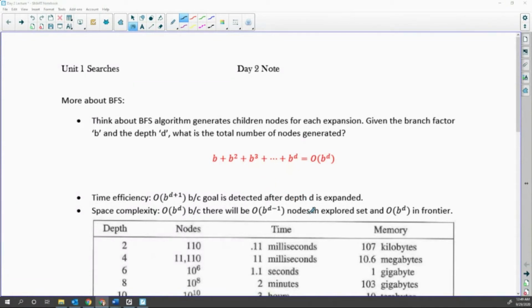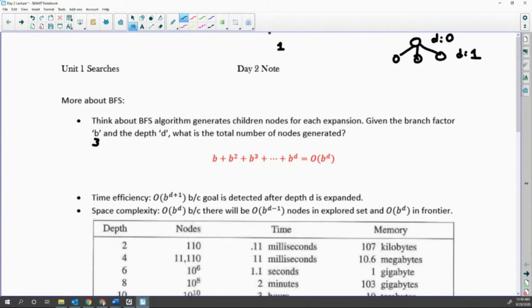Let's go back to our lab 1 and think more about BFS, breadth first search. When I have a root, there's a root node. Then if I have branch factor b, if b is 3, each time I'm going to have 3 children or 3 neighbors. So if I have depth 0, I'm going to have only one node, then depth 1.